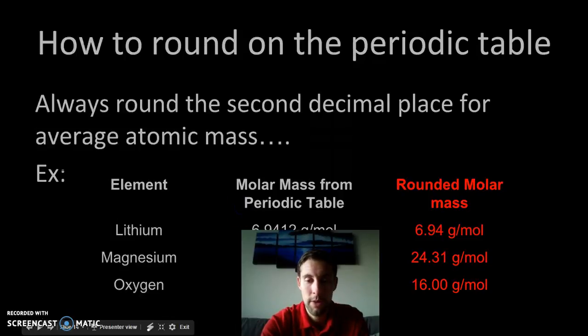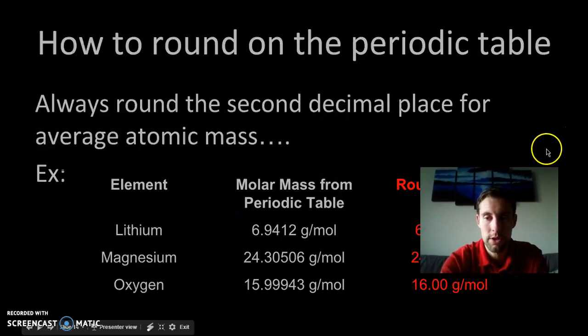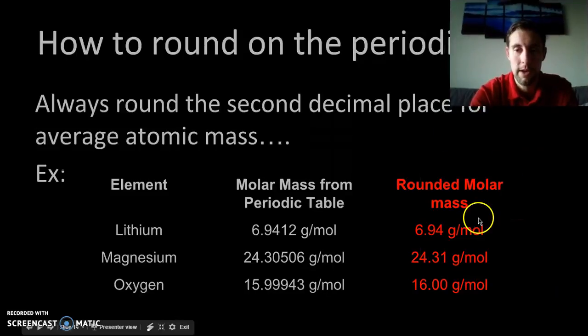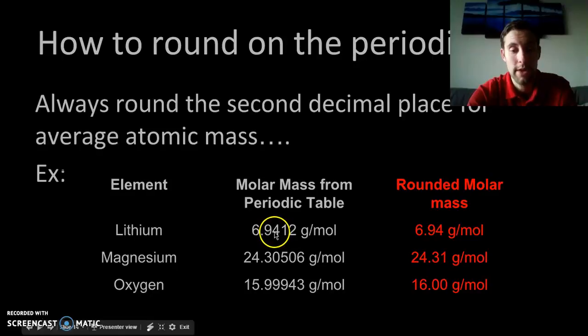Okay, how to round in the periodic table. So just to make things easier, if you're working with me, round to 2 decimals will make your life much simpler. So if we're looking at lithium, it goes 6.9412 grams per mole. Remember, we're looking to round this second number here. So we look at the 3rd decimal. If this number is 5 or greater, this second number will go up. Since it's not, we just keep 6.94.